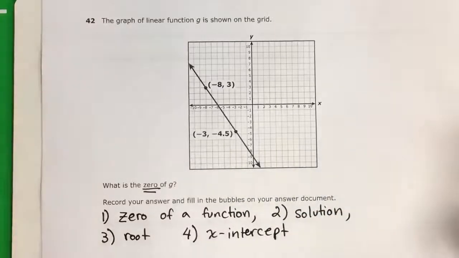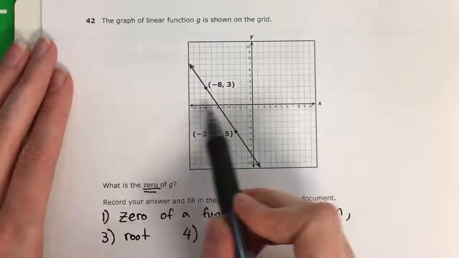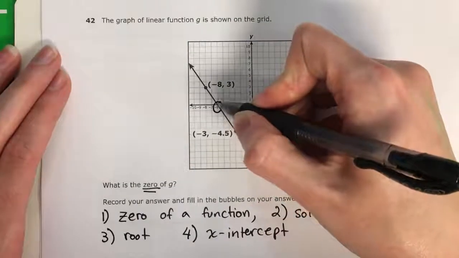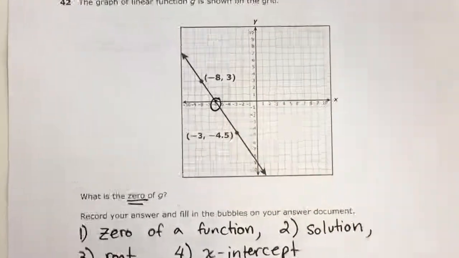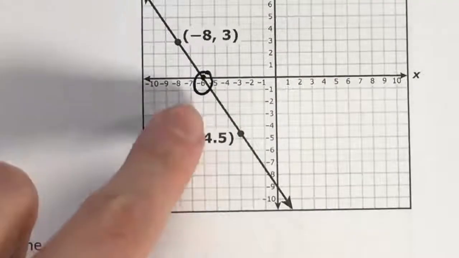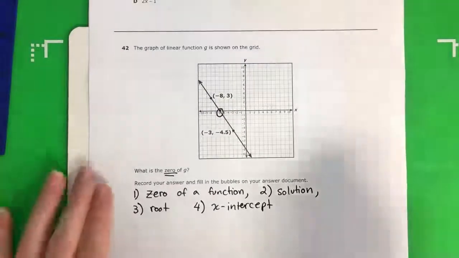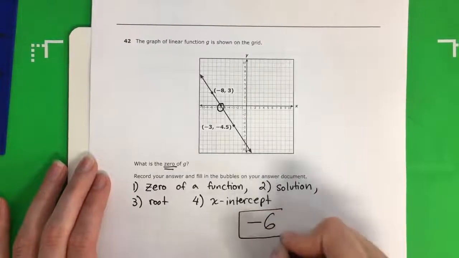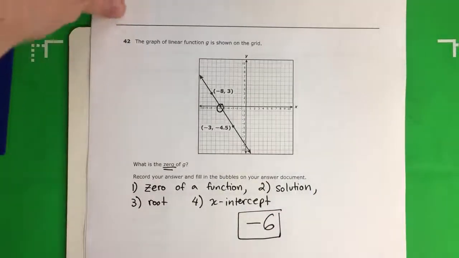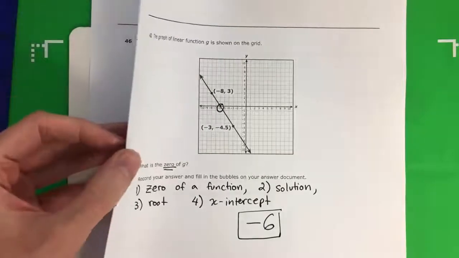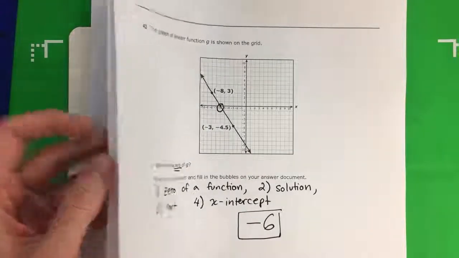Okay, so basically the 0 is the x-intercept. So where does this line touch the x? Well, it touches right over here at -6. If you take a look, I'll zoom in. It touches right here at -6. So your answer is -6. 42 is -6. Make sure you're copying everything.